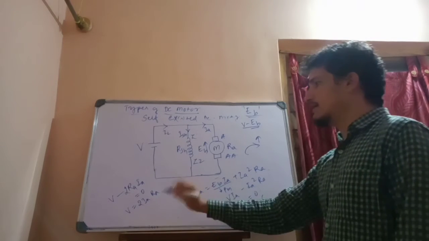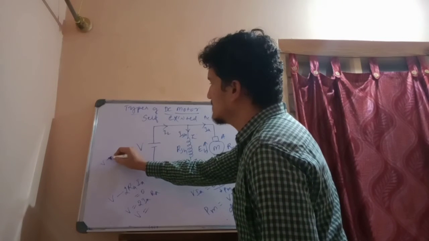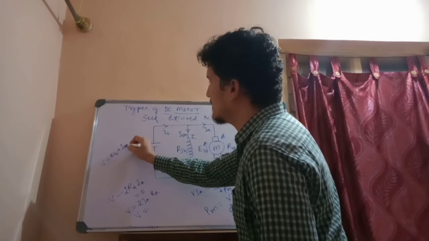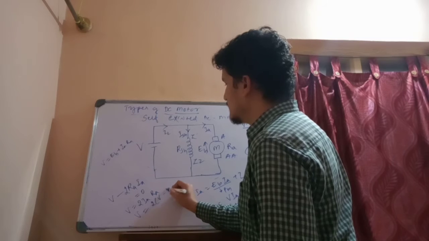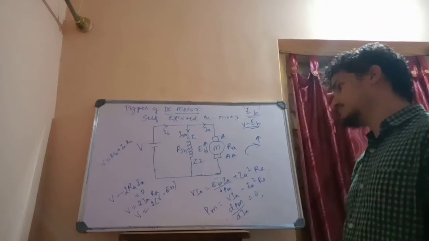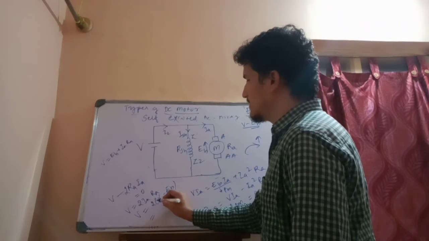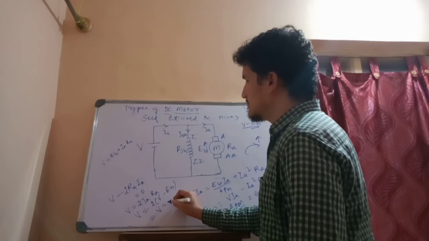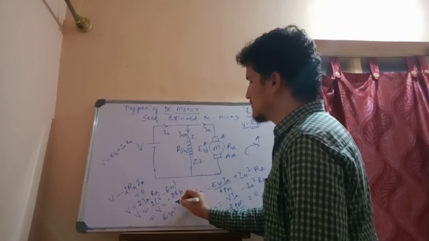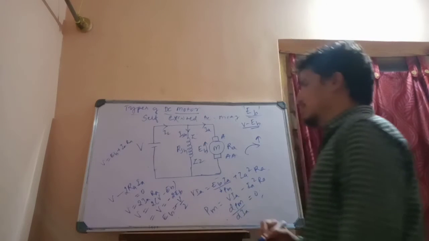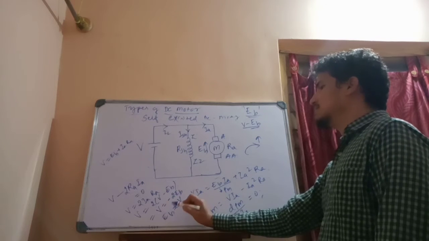2 into IA RA. What is IA RA? V is equal to EB plus IA RA, right? What is IA RA? V minus EB. So V equals 2 into (V minus EB). Can I write like this? So 2EB equals 2V minus V, that is V. Can I write like this? Yes. EB must be equal to V divided by 2. This means the back EMF is opposing the applied voltage.